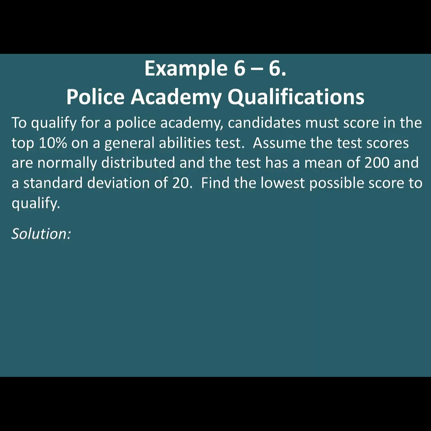Here's an example. To qualify for a police academy, candidates must score in the top 10% on a general abilities test. Assume the test scores are normally distributed and the test has a mean of 200 and a standard deviation of 20. Find the lowest possible score to qualify.